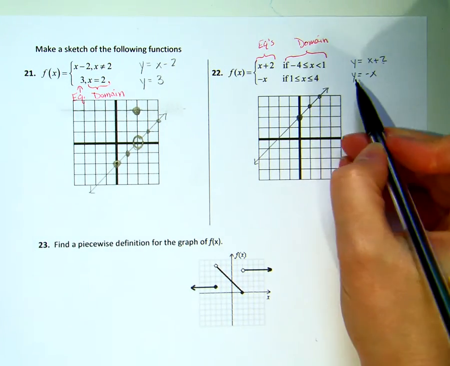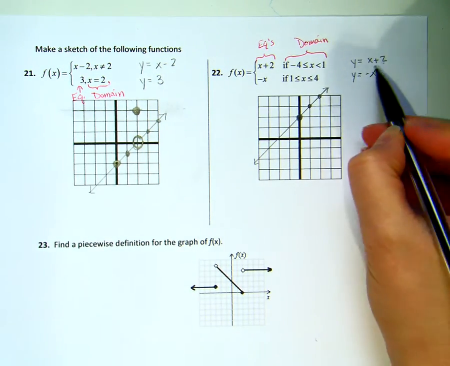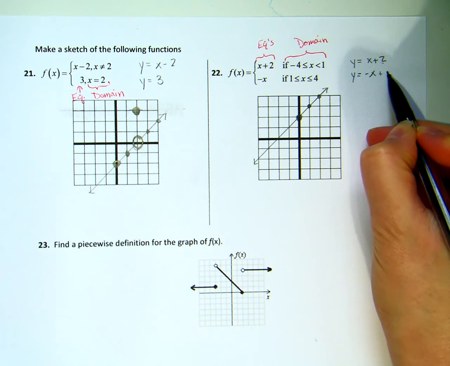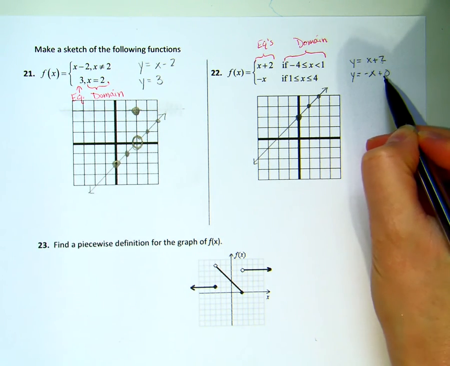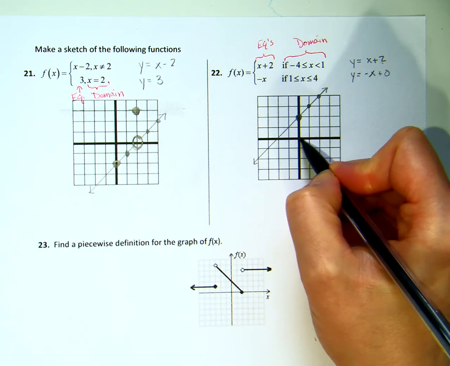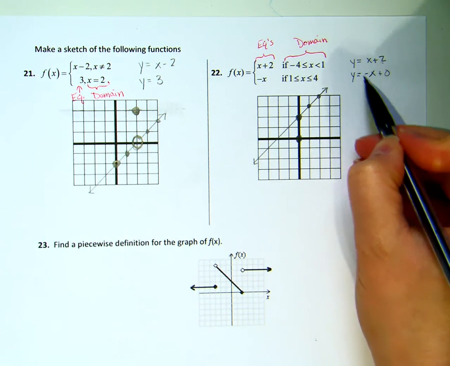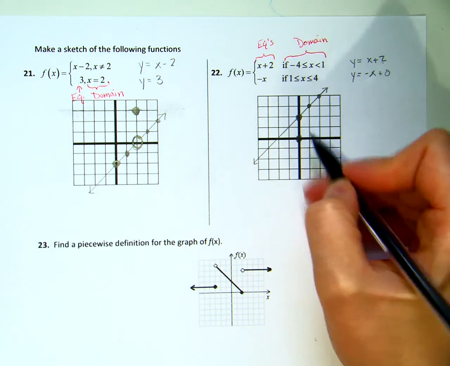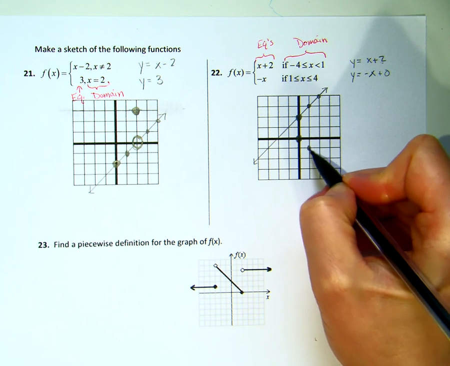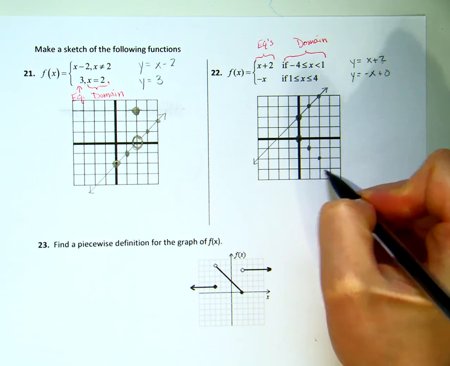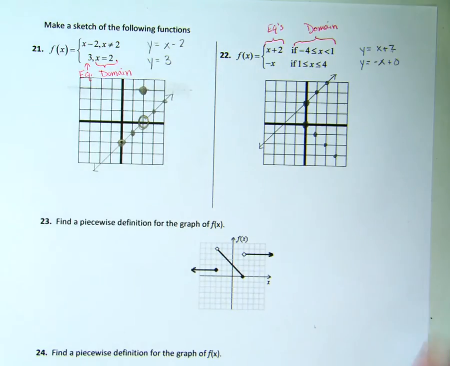For the next equation, y equals -x, we consider this an x plus 0, since there's no constant. So that tells me my y-intercept is at the origin. And then I'm going to graph with my -1 slope. So down 1 over 1, down 1 over 1, down 1 over 1. And I'll connect my dots.